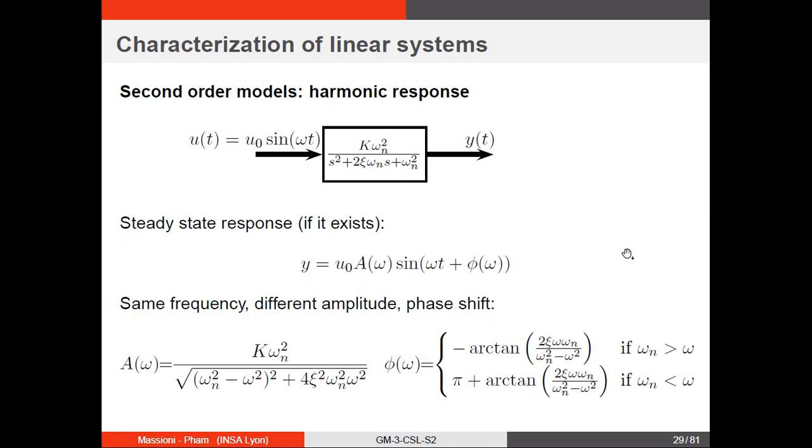Second order model, same story. You just have a more complex computation to do, but the moral of the story is the same. Just compute this number here for s equal j omega, compute the modulus, compute the argument. The output is a shifted and amplified version of the input. So in general, the harmonic response is very simple. You can generalize this to any order.